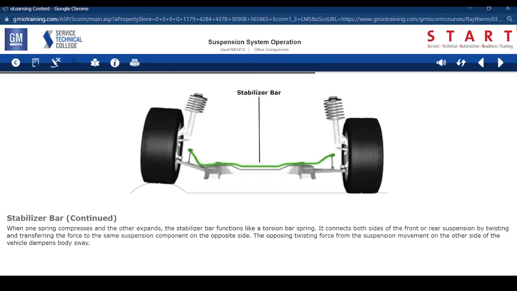When one spring compresses and the other expands, the stabilizer bar functions like a torsion bar spring. It connects both sides of the front or rear suspension by twisting and transferring the force to the same suspension component on the opposite side. The opposing twisting force from the suspension movement on the other side of the vehicle dampens body sway.